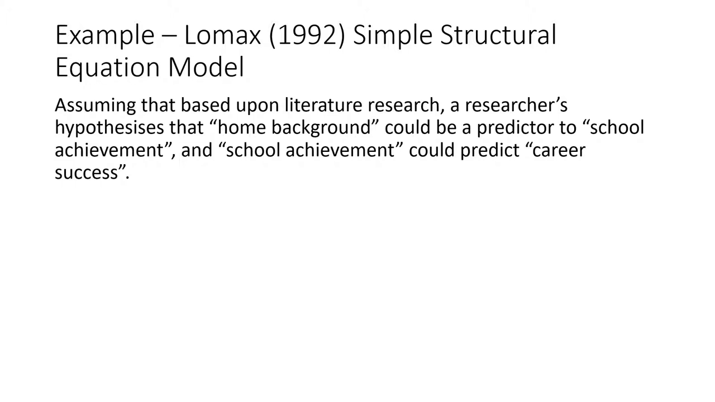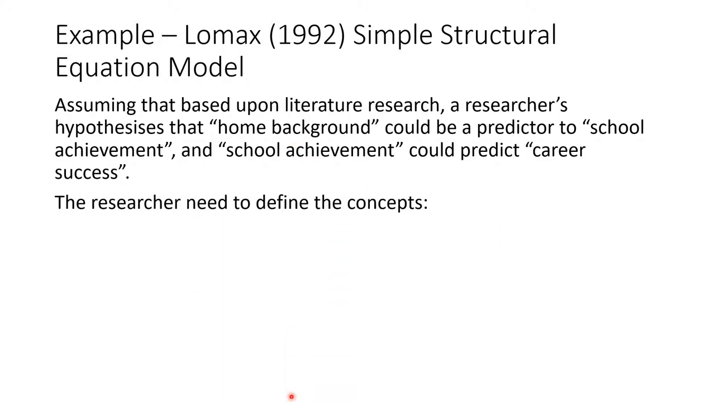Now, assuming that based upon literature research, a researcher hypothesizes that home background could be a predictor of school achievement, and school achievement could predict career success. Now, look at the path that is trending here. We're looking at home background, that the type of home background a child goes through could predict what the academic achievement is in school. And at the same time, the achievement in school could predict the type of career or how successful one will be in career. Now, this is a simple hypothesis.